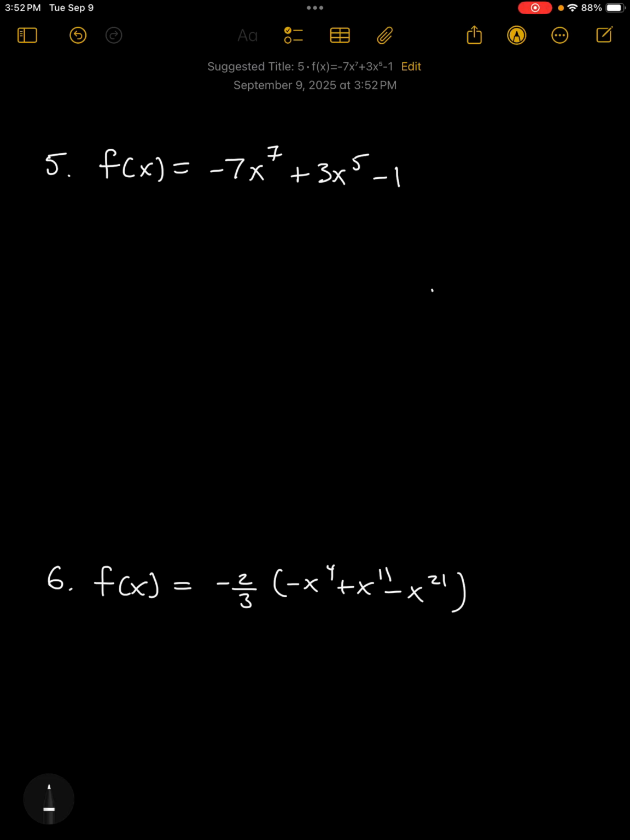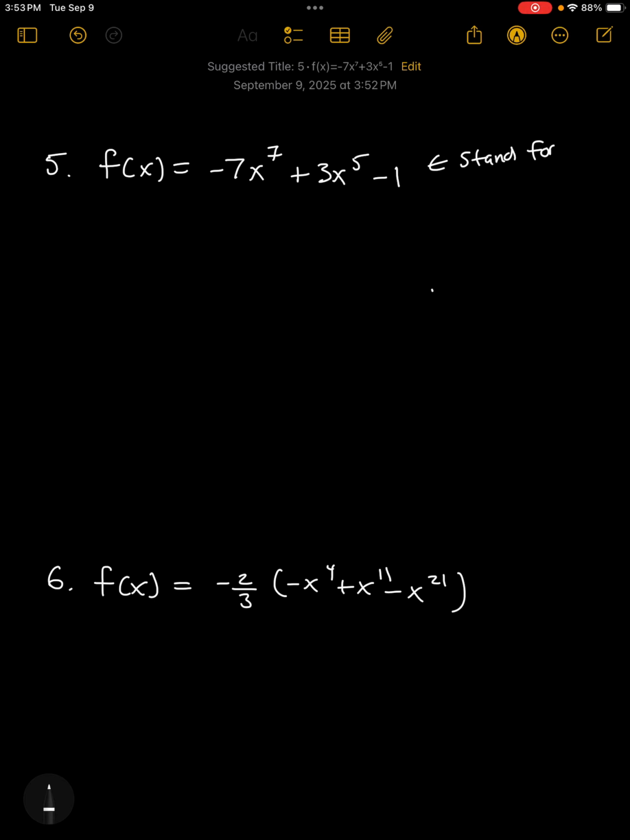All right, so let's take a look at some of these examples here. On number 5 and 6, they ask you to use the leading coefficient test to determine the end behavior of the graph. One thing you need to make sure before you start using the leading coefficient test is that you're in standard form. And this is in standard form.